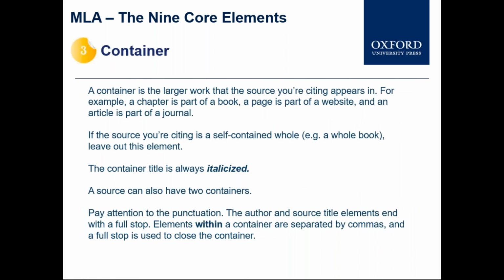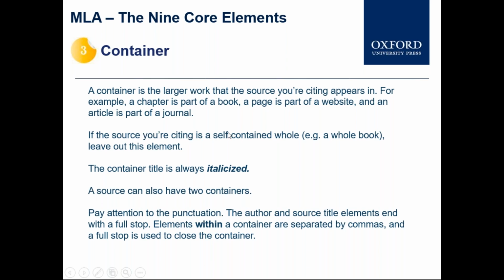Then we move on to the container. A container is the larger work that the source you're citing appears in. So maybe you're citing a small paragraph from a big journal article or from a story, say by Shakespeare. Say you're quoting something from Macbeth. From that entire book, you're taking only one quote, or maybe you're taking something from Julius Caesar. So you will just write that it is taken from Act 1, Chapter 2, Tale of Two Cities, or Macbeth.